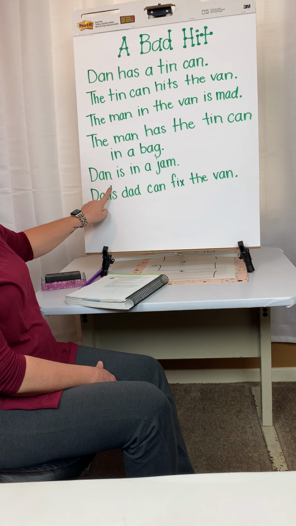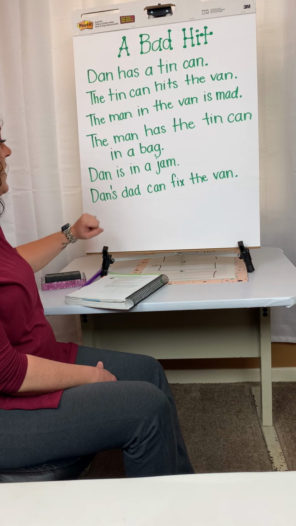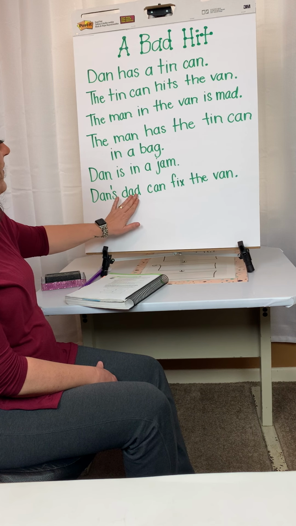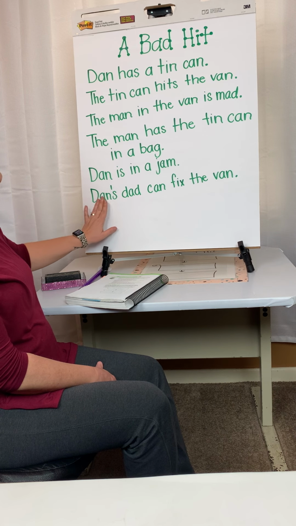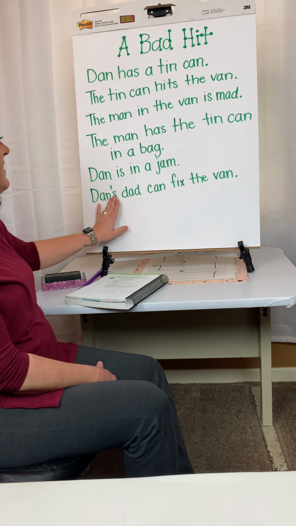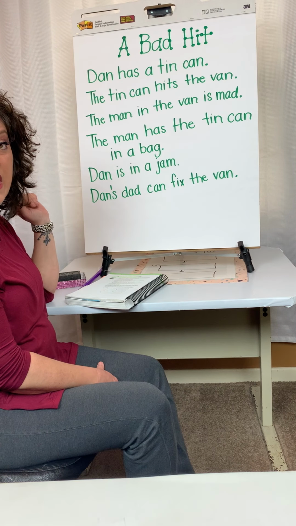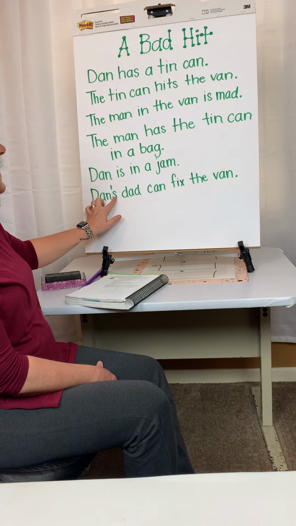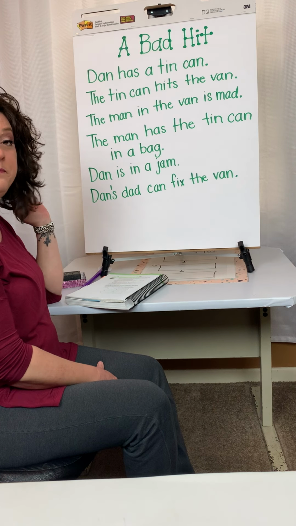I want you to also notice that there's an apostrophe right here. And the reason we use that apostrophe is because we're talking about the dad that belongs to Dan. Dan's dad. All right? Not my dad or your dad, but this is Dan's dad. All right?